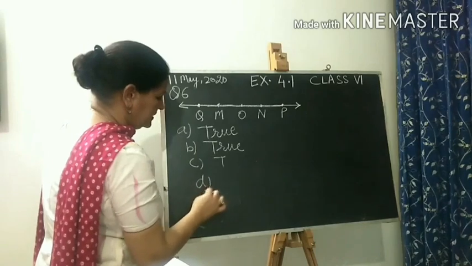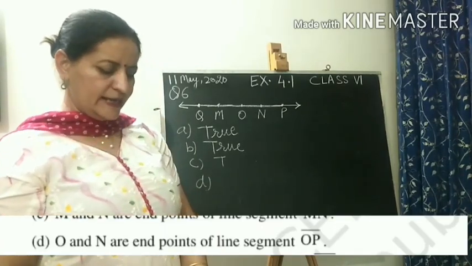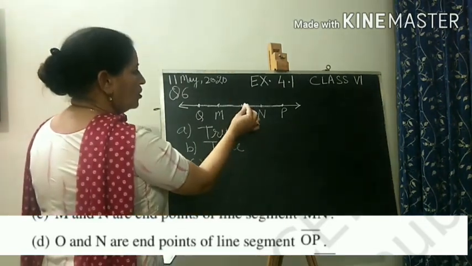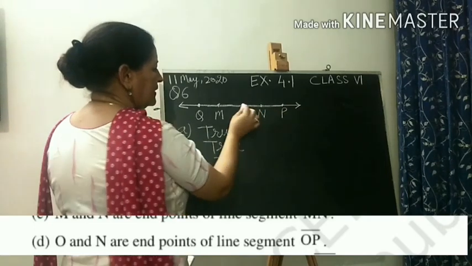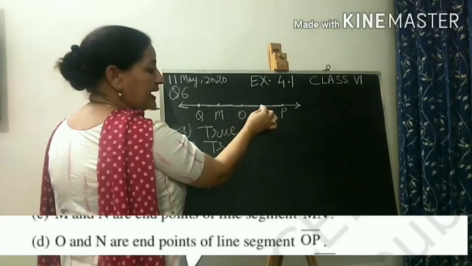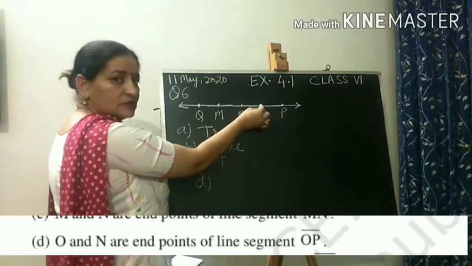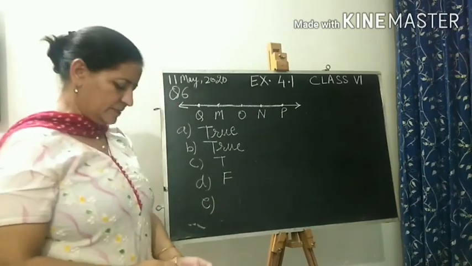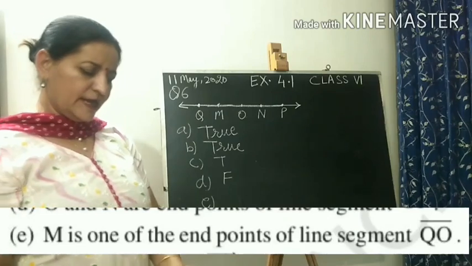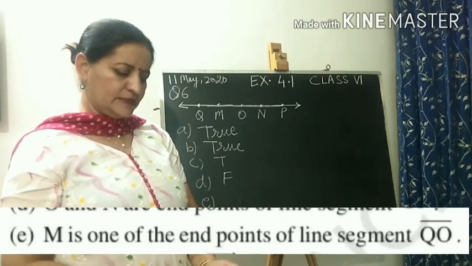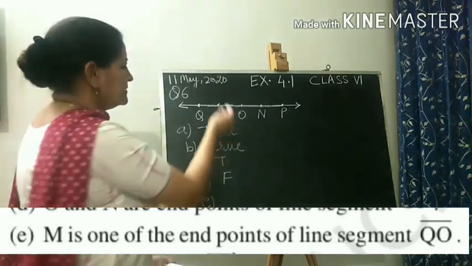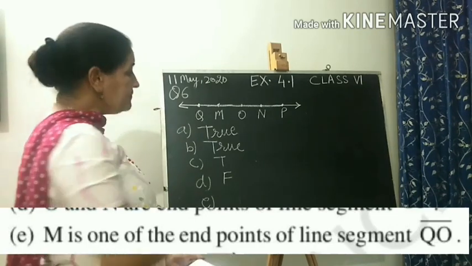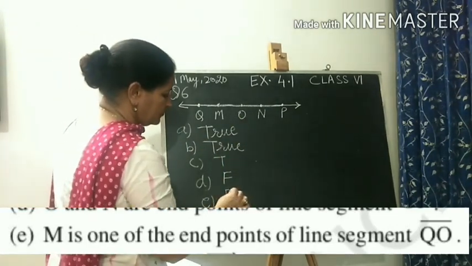Now D part. O and N are endpoints of line segment OP. OP is the segment, and in our statement it is given O and N are the endpoints, but N is not the endpoint. So this is false. Now E part. M is one of the endpoints of line segment QO. Line segment is from Q to O, and here it is written that M is the endpoint. So this is also false.